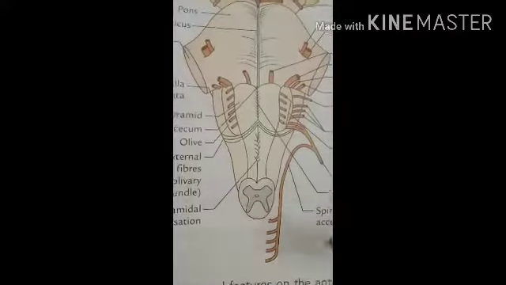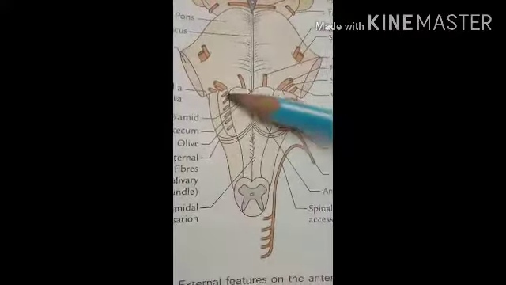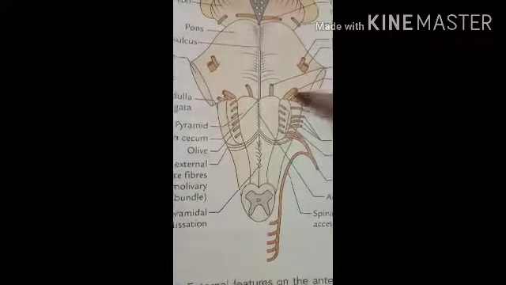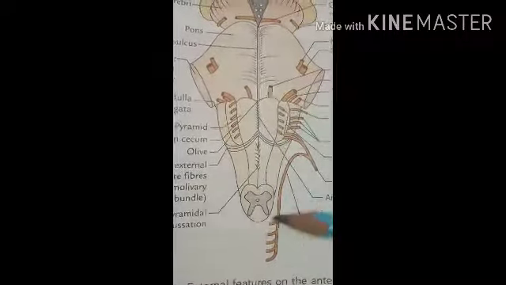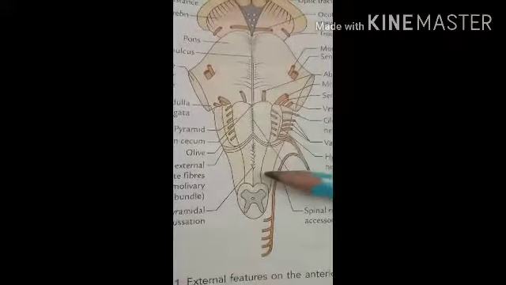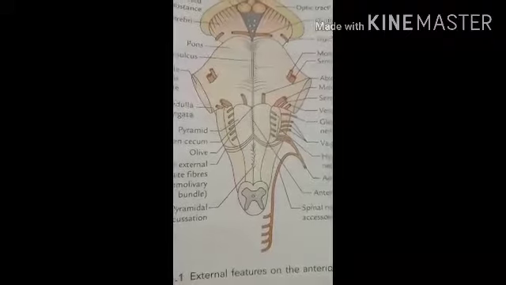Then the shape of the medulla oblongata. Here you can see the shape. It is piriformis in shape. The length from this region to this region is 3 cm, the width is 2 cm, and the thickness is 1.25 cm.